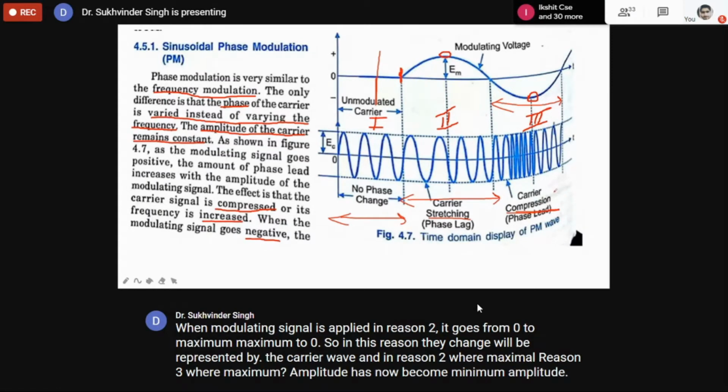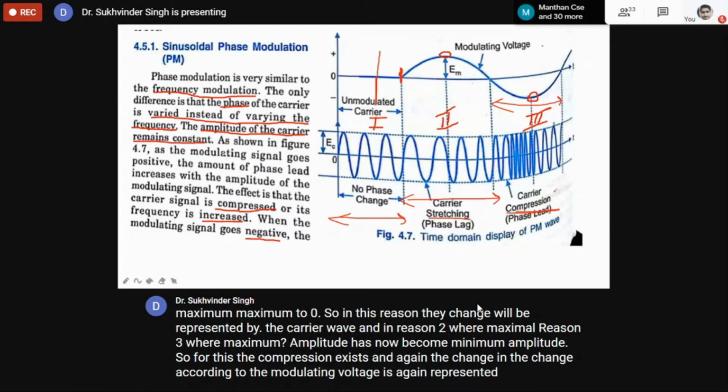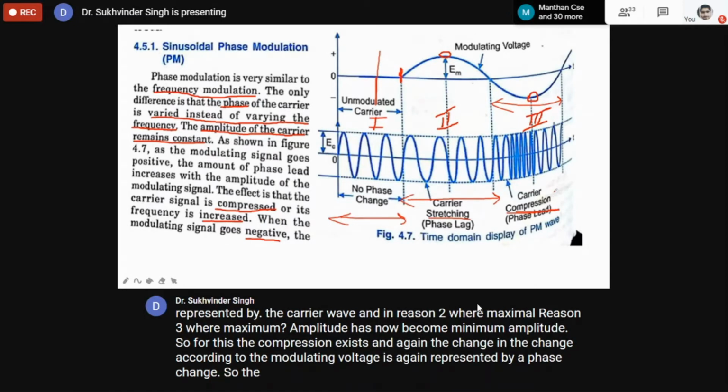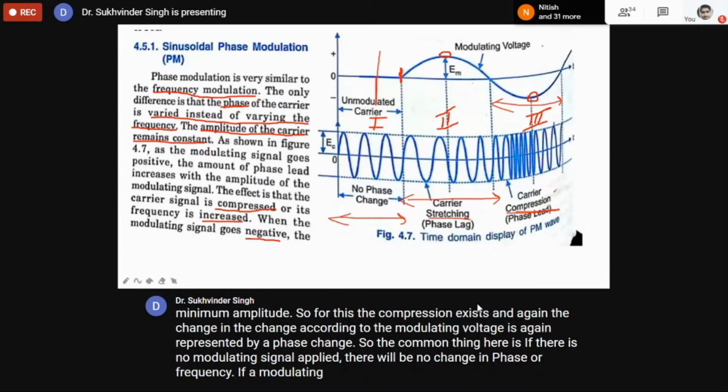So the common thing here is, if no modulating signal is applied, there will be no change in phase or frequency. If a modulating signal is applied, there will be a change, and the change will be in accordance with the message signal. It will represent the form of the message signal, that is, going from 0 to maximum, maximum to 0, 0 to negative maximum, negative maximum to 0, and then repeating itself. That change is represented by a change in the frequency or phase of the carrier wave.